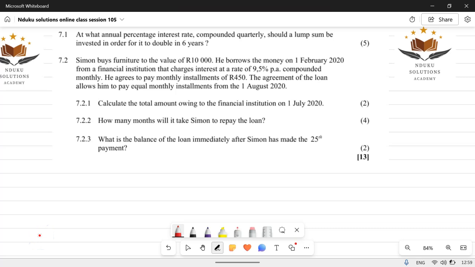So this is strictly for grade 12, 7.2, 7.2.1, 7.2.2 and 7.2.3. Why am I saying that? Because we are dealing with loans. Let's read the statement.